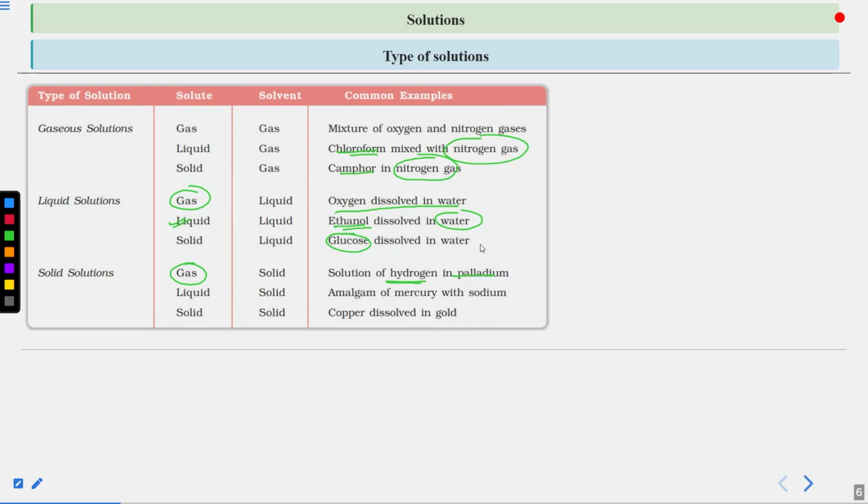Then moving on to the liquid in solid. We can take the example of amalgam of mercury with sodium. And lastly, solid in solid, for which we have the variety of alloys that we see. Every alloy that you see is an example of solid in solid, like copper dissolved in gold.